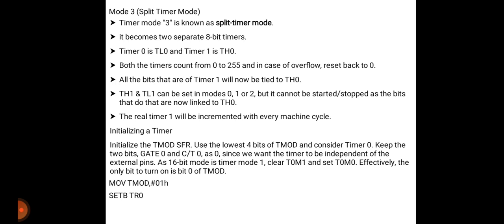Let's take an example here. Suppose MOV TMOD, #10H. This means timer 0 is in 16-bit timer mode, but the timer is not running. To start the timer running, set the TR0 bit by executing the instruction SETB TR0. Now timer 0 will immediately start counting, being incremented once every machine cycle. In this way you can initialize the timer.